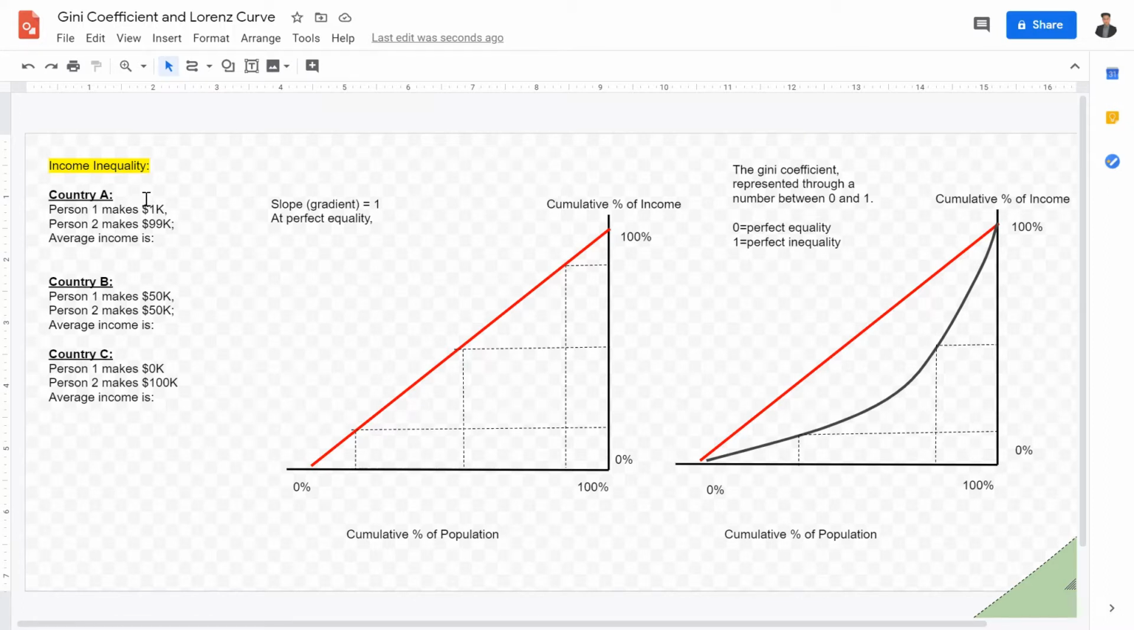The Gini coefficient and the Lorenz curve. This concerns income inequality within a given country. Right now we have three hypothetical scenarios: country A, country B, and country C.